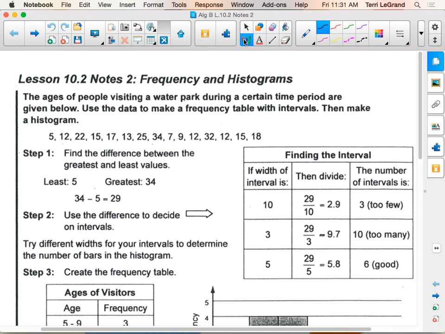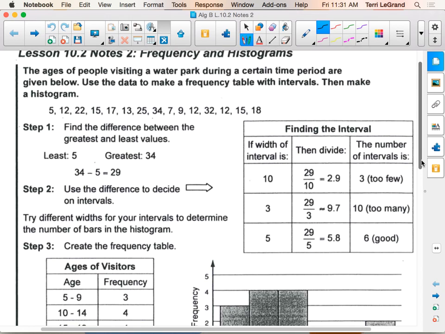So when we talk about dividing up the data sets, that's the first thing we're going to talk about: how should we represent this data set? How many intervals should there be, and what would the size of them be? Because when we talk about having intervals, they need to be an equal length.